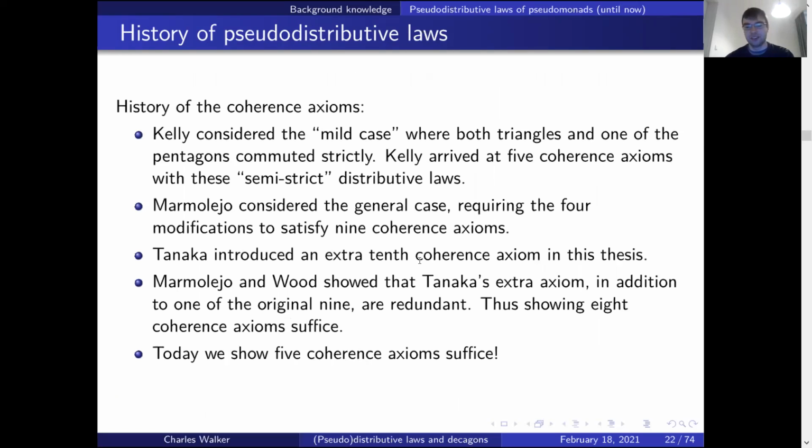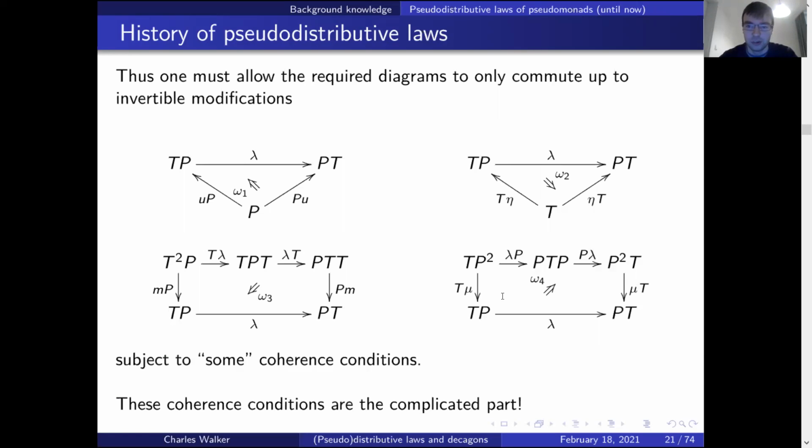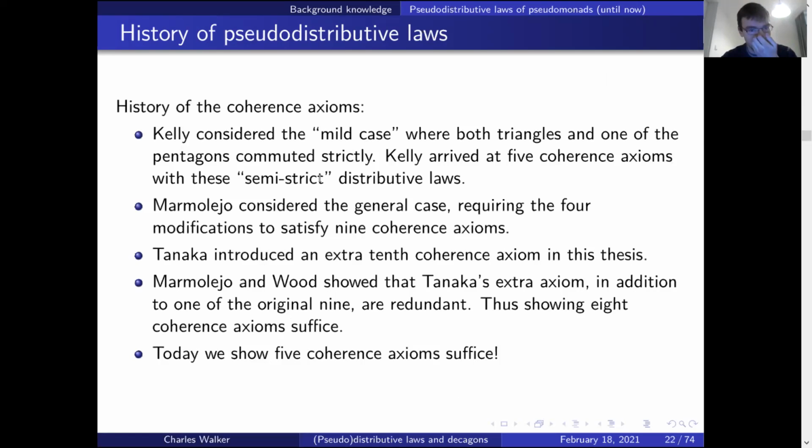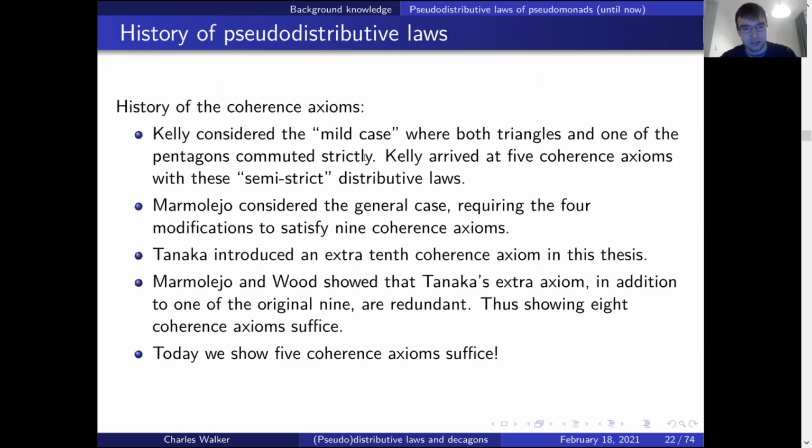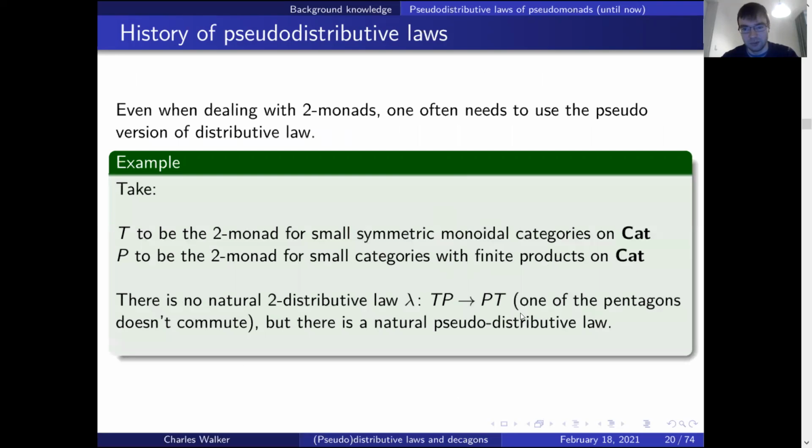So there's a history of all these coherence axioms on these four modifications. The first to consider this was Kelly, where he considered the case where both triangles commuted strictly and one pentagon commuted strictly. He arrived at five coherence axioms in this case, with these semi-strict distributive laws. Of course, Kelly was motivated by these examples where only one pentagon is causing problems.